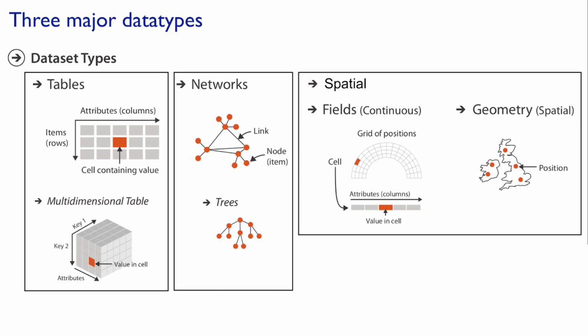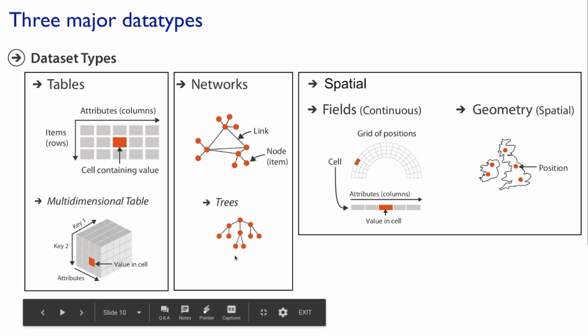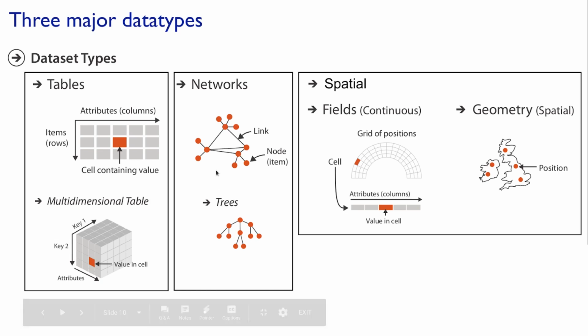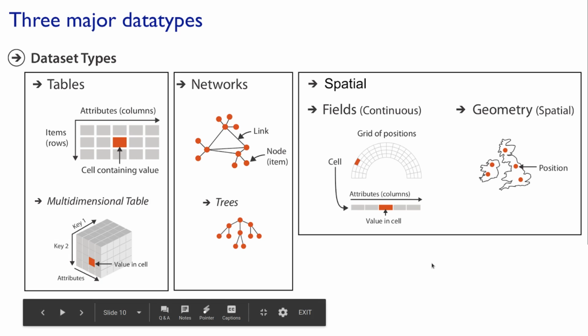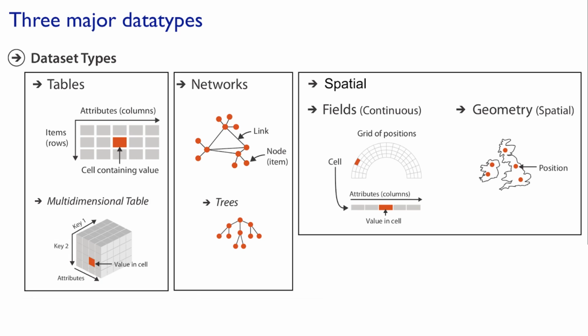And then there are networks and trees. Trees are really a subset of networks, but can be handled uniquely. There's great layout algorithms for trees that don't apply to networks. And then there's spatial data, meaning data that can be embedded in some kind of space, namely plotted on a map. Those are the major broad categories of data sets: tables, multi-dimensional tables, networks and trees, and spatial data.